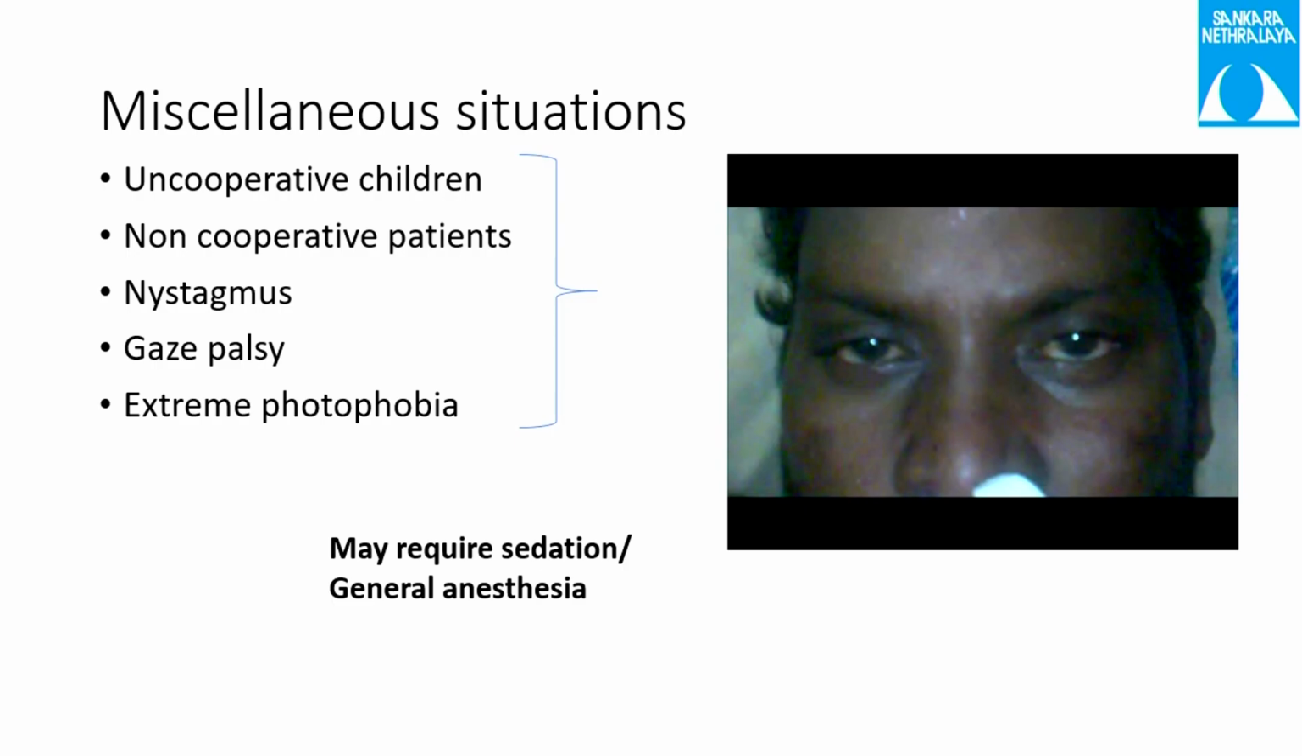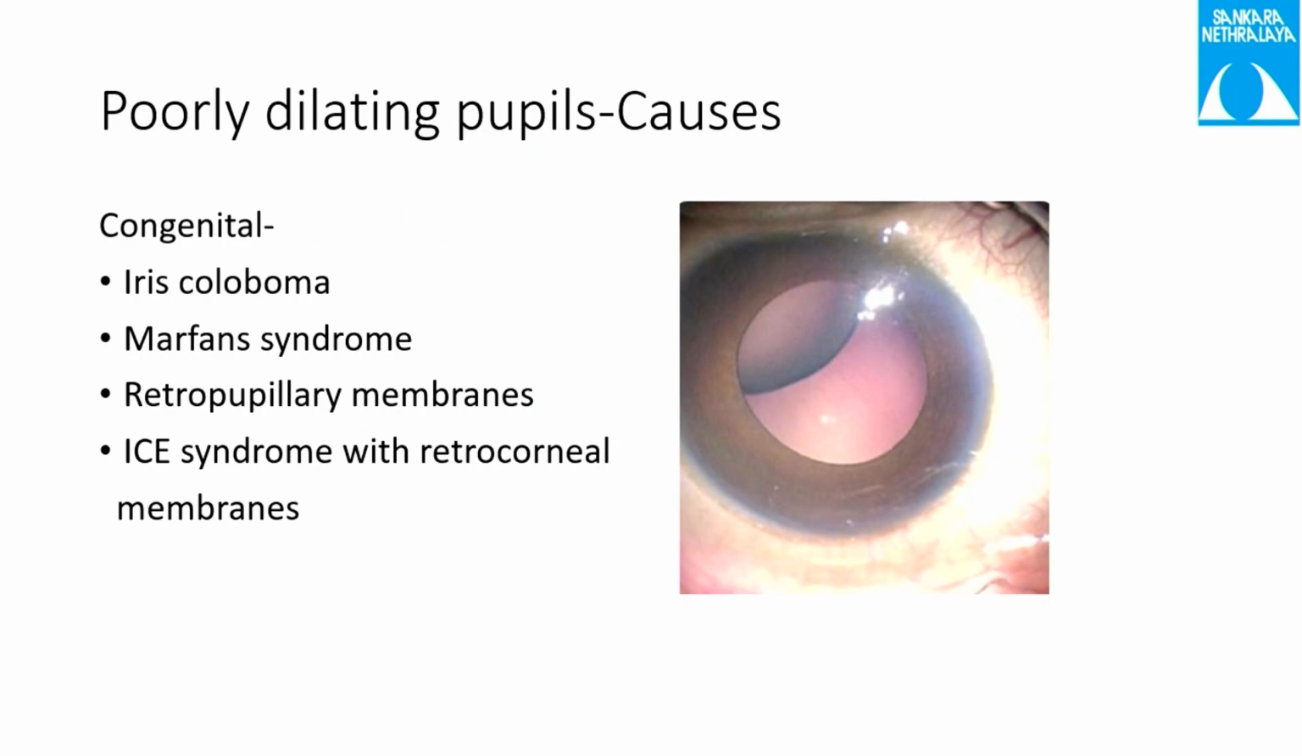So moving on to the poorly dilating pupils. There are n number of causes for patients to have poor dilatation. First things first, always check whether the pupil is dilated properly, and whether the pharmacological dilatation drops have been put or not. That is the most important thing to consider for a patient who visits our OPD, our laser clinic. That is the most common cause of poorly dilating pupil. Of course, we do have patients with iris coloboma, Marfan syndrome, and patients with retropupillary membranes and ICE with retrocorneal membranes whose pupils don't dilate regularly.